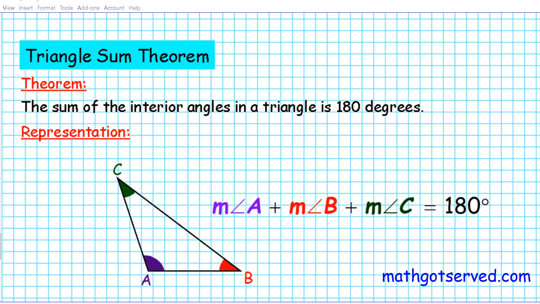To get us started, let's take a look at the theorem that's going to be guiding our problem solving process today. It's the Triangle Sum Theorem. The Triangle Sum Theorem basically states that the sum of the interior angles in a triangle is equal to 180 degrees. As you can see illustrated here, the sum of angle A, B, and C is 180 degrees.